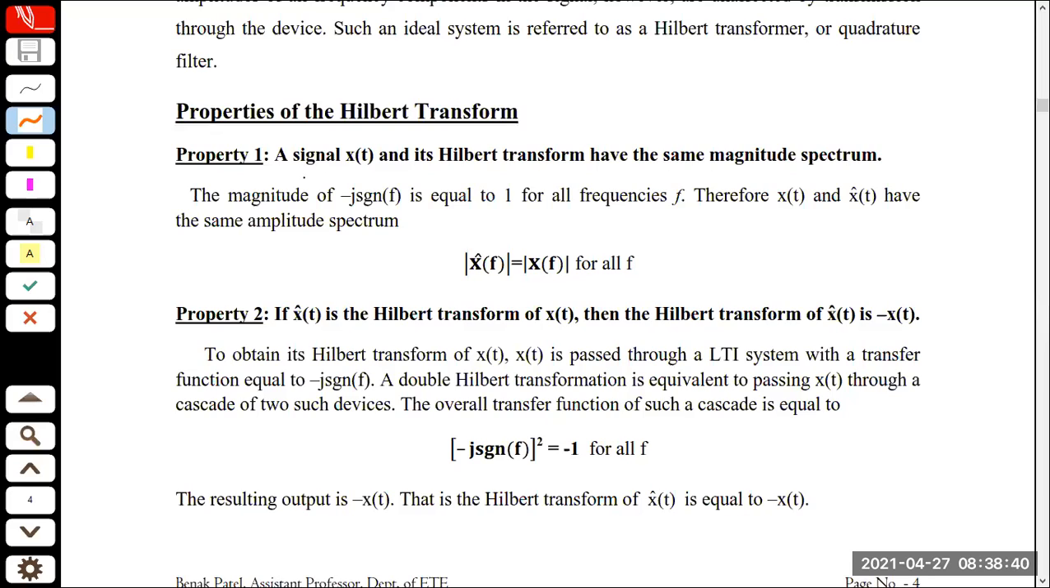So, guys, in our previous class we were discussing a few properties of the Hilbert transform, wherein our very first property says that a signal x of t and its Hilbert transform have the same magnitude spectrum. So if I consider any signal x of t and its Hilbert transform, which can be got by passing the input signal x of t via a Hilbert transformer, here I'll get x cap of t. We represent the Hilbert transform with this cap symbol.